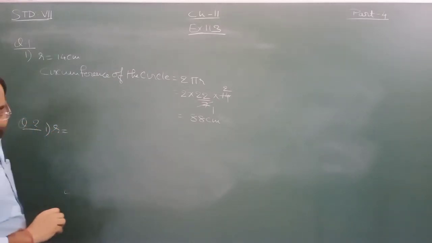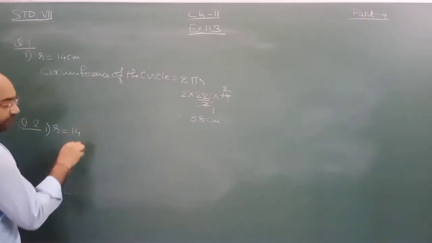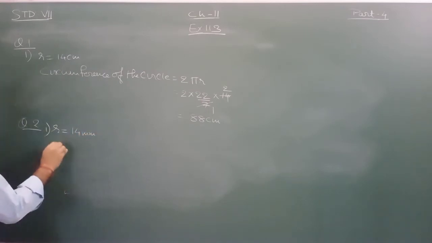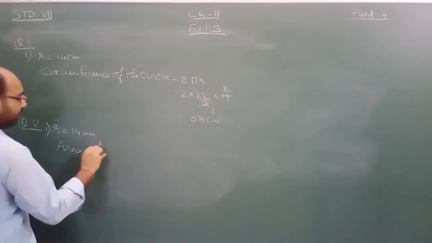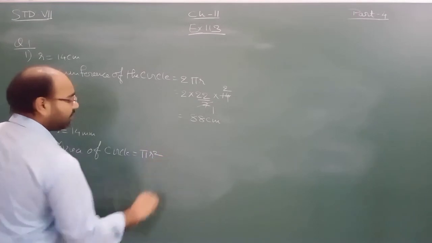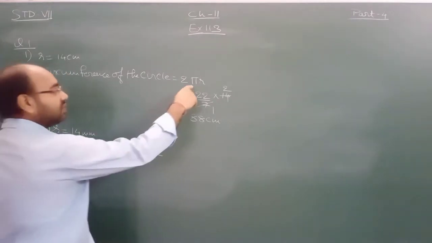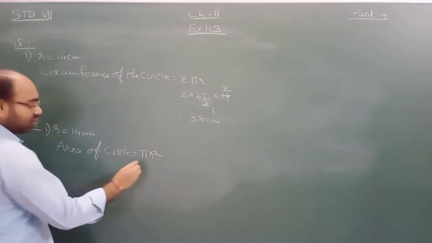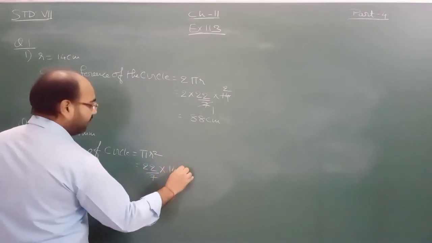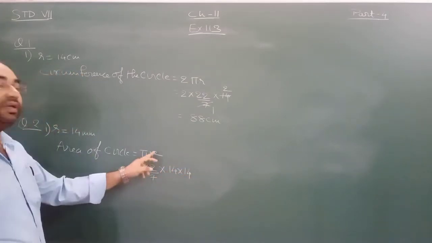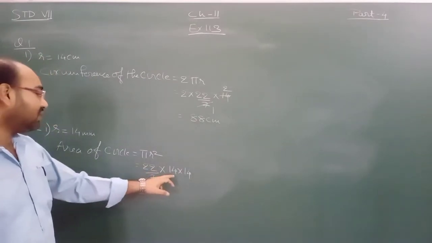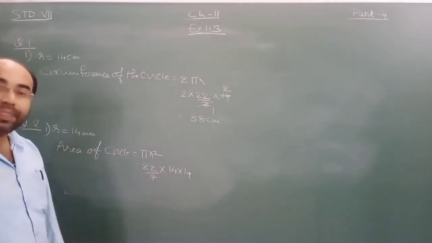So first one, the radius is given as 14 millimeter. What formula will we use? Area of a circle is equal to pi r square. Circumference is 2 pi r and area of a circle is pi r square. So pi, as told, is 22 upon 7 into 14 into 14. r square means r into r, as I had explained there, r into r became r square. That is 14 into 14.